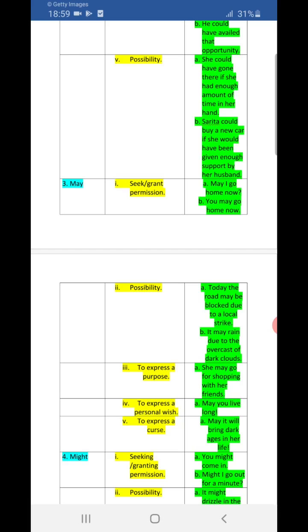Next one, number 3, to express a purpose. A. She may go for shopping with her friends. So here, someone is expressing a purpose and saying that she may go for shopping. For what? For the purpose of shopping with her friends.